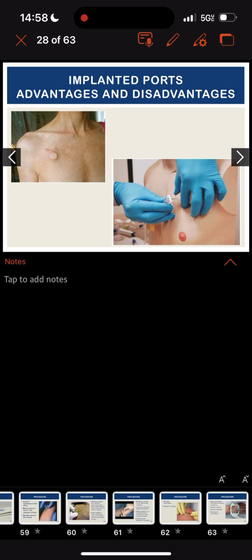If that doesn't work, you've flushed, you've tried pulling back and it still doesn't work, you can ask the patient to cough. That coughing, that pressure, it can move the line around. Most of the time, that is going to work. Again, ports are very temperamental. When I work with oncology patients, they know the drill.